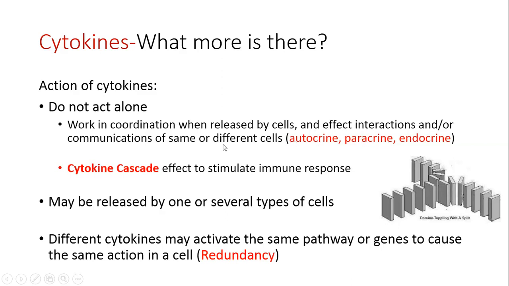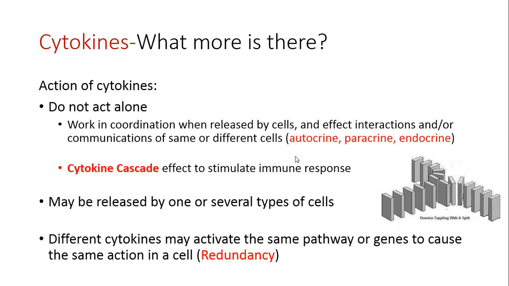So the reality is that when there's a cell that is releasing a cytokine, that cytokine gets produced and released. That cytokine can actually come back and affect the same cell and cause an effect that way, or those cytokines can get released and affect another cell, or those cytokines can get released and go into the bloodstream and impact cells far, far away. And that's what these three terms are going to be. And we'll go over those in just a few minutes.